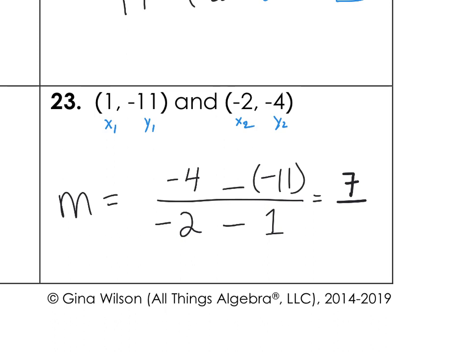Okay. And -2 minus 1 is a -3. I can leave that like that. You don't need to make a mixed number. Okay, just leave it as an improper fraction. It's totally fine. So I end up with -7/3 as my slope.